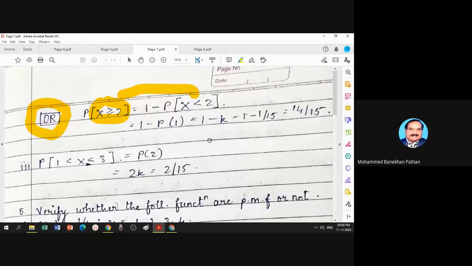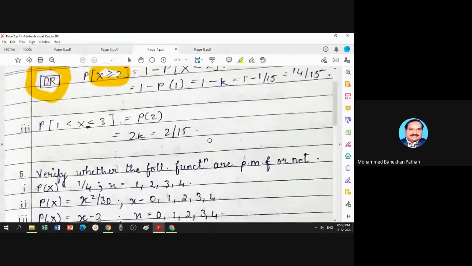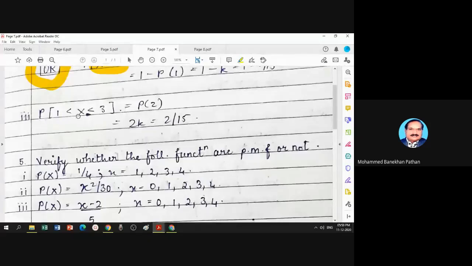Both are allowed. Third bit is probability my variable x greater than 1, less than 3, not equal. So x should be greater than 1 but less than 3. And what is that number? That is only probability x equal to 2. That is k, result is 2 by 15.